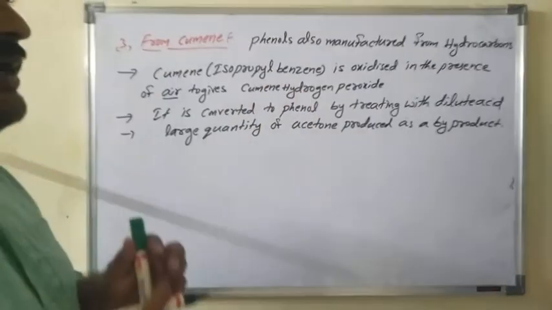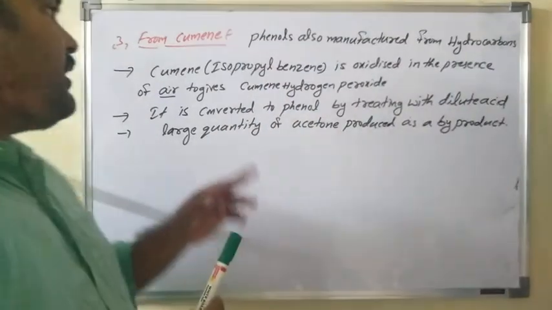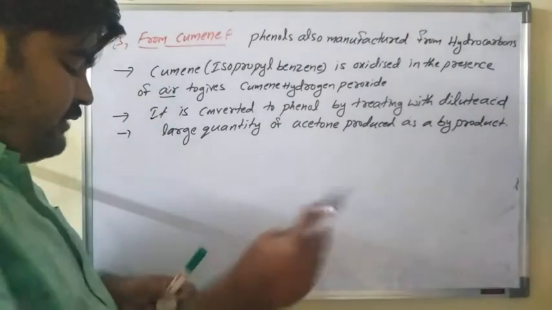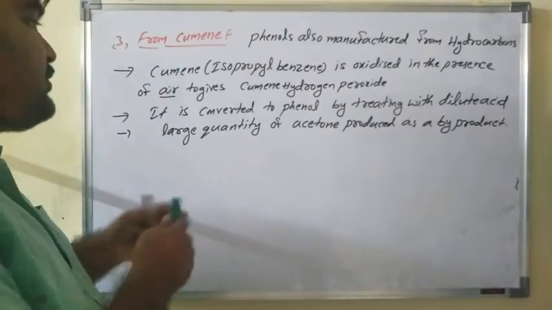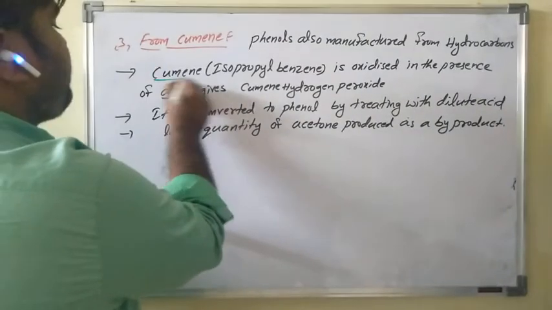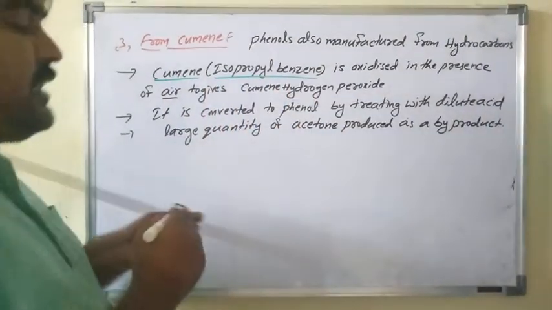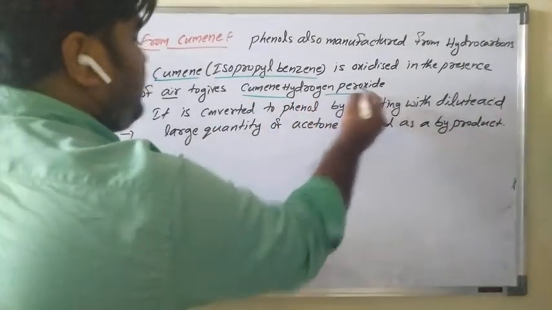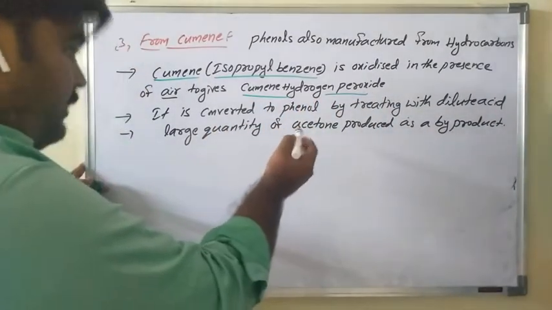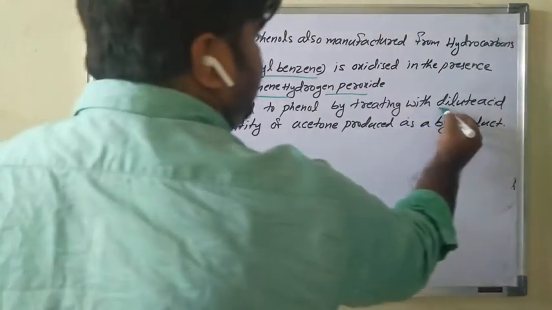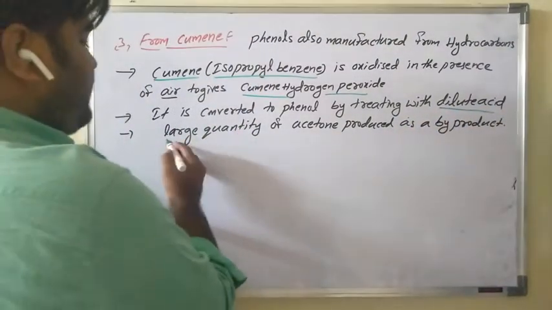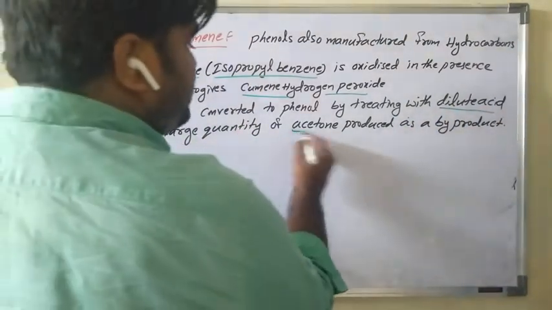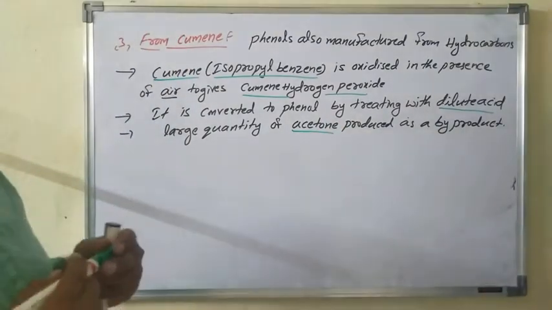See, phenol is also manufactured from hydrocarbon cumene. This name is very important. What is cumene? Cumene means what? Isopropyl benzene. It is oxidized in the presence of air to give cumene hydrogen peroxide. So it is converted to phenol by treating with dilute acids. So during the process, a large quantity of acetone is also produced as a byproduct.